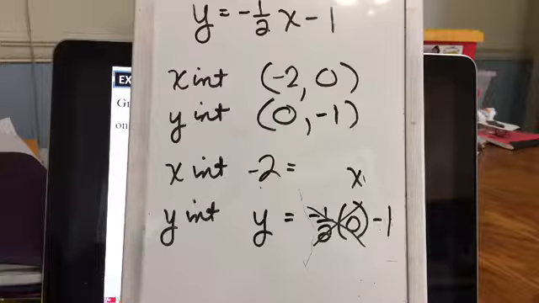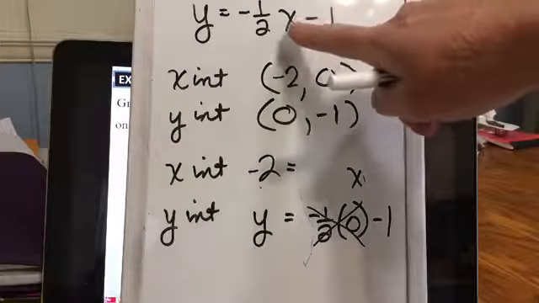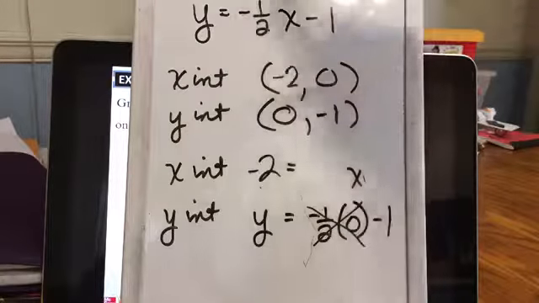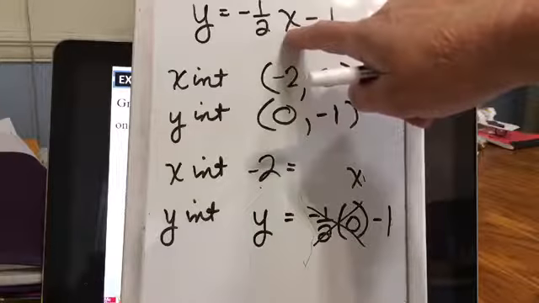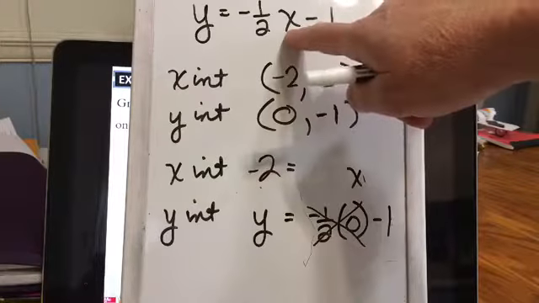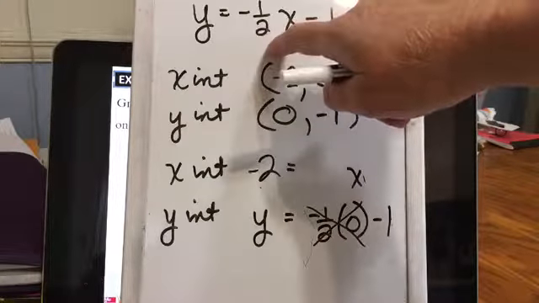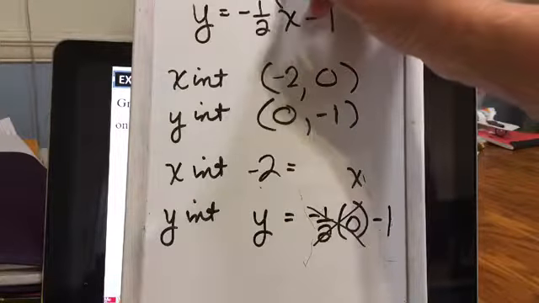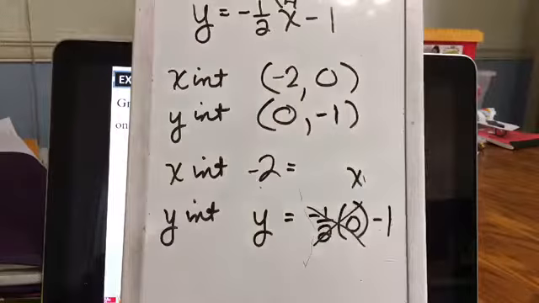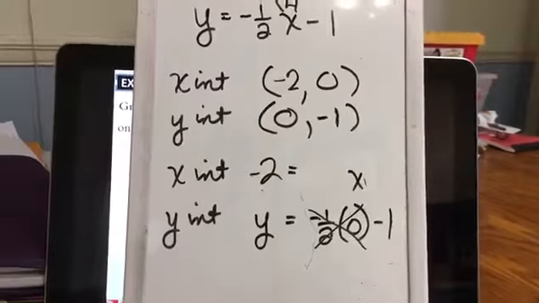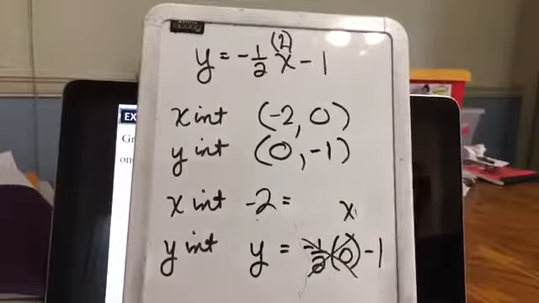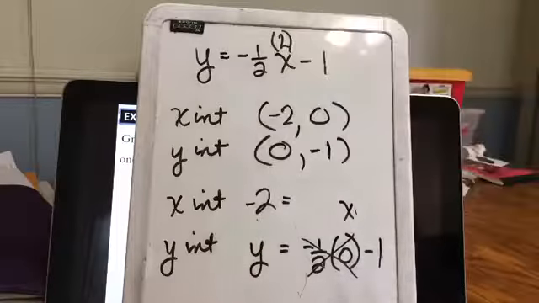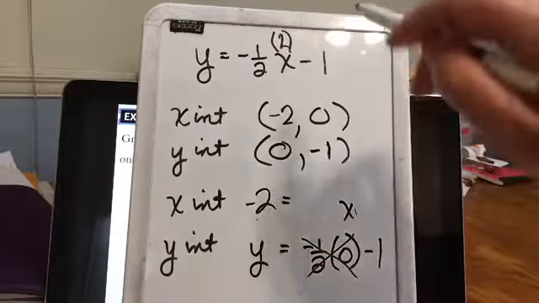So now we could pick one other point. And I like to pick friendly points. So I'm going to pick a 2. All right, if I pick a positive 2, then the 2 and the negative 1/2 will cancel with a negative 1. So let's plug in a 2 right here to find out what that value is going to be. So we're going to move it up a little bit. We're going to plug a 2 in right here for the x to find this third point that we need.